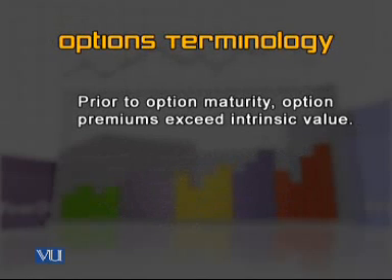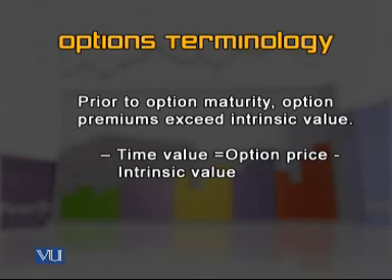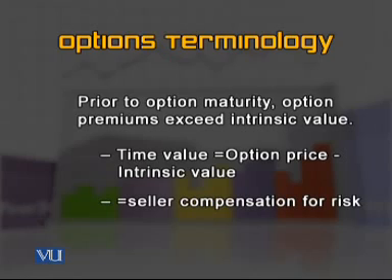Prior to options maturity, remember there is supposed to be a maturity period for everything. Prior to maturity, option premium exceeds intrinsic value, which means time value is equal to option price minus intrinsic value, equal to seller compensation for risk. We're talking about risk in the futures market. So there has to be a seller's compensation for the risk, and time value is equal to option price minus the intrinsic value in the money option. Intrinsic value is the value realized from immediate exercising of the option.